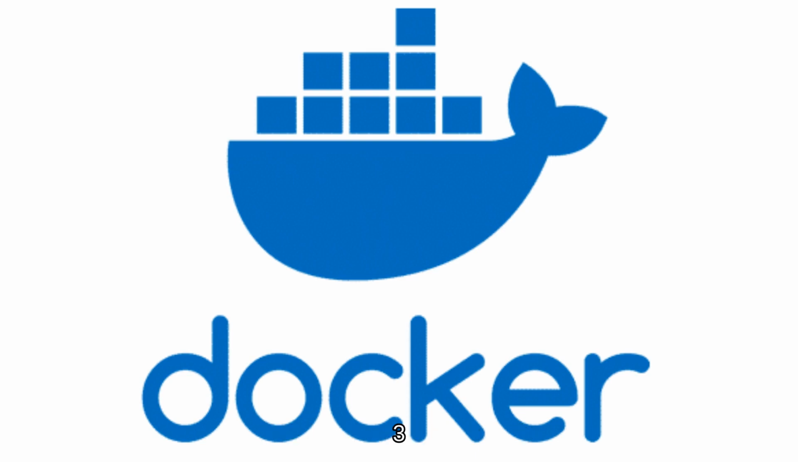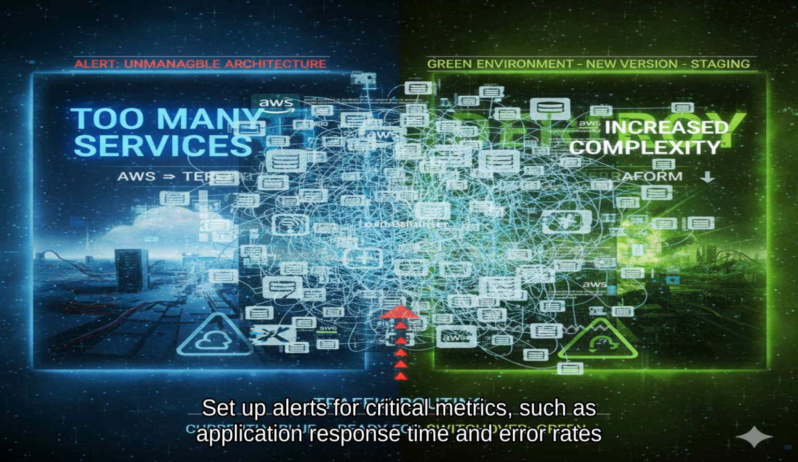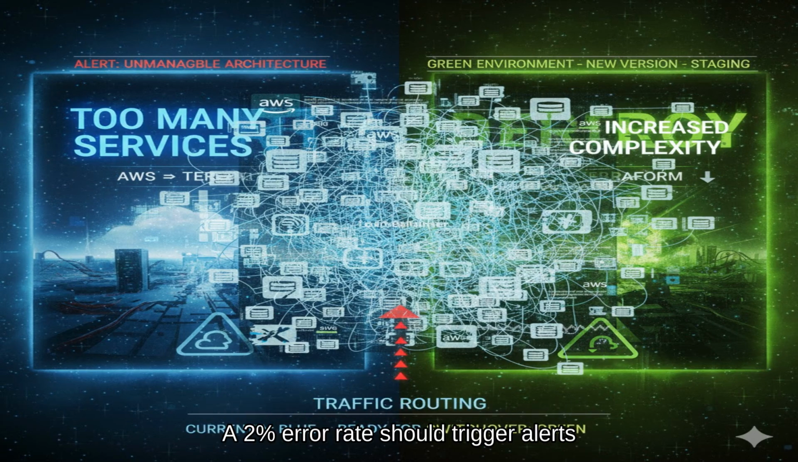3. Monitor deployments in real time. Use monitoring tools like New Relic or Datadog to catch issues as they arise. Set up alerts for critical metrics, such as application response time and error rates. A 2% error rate should trigger alerts.